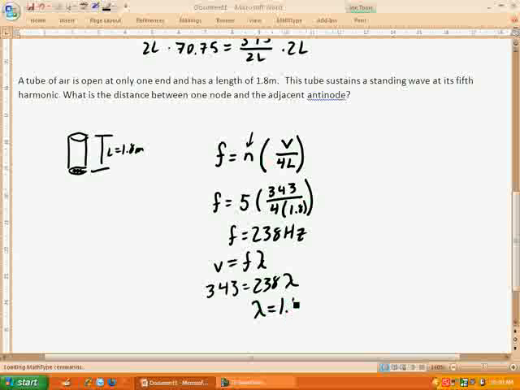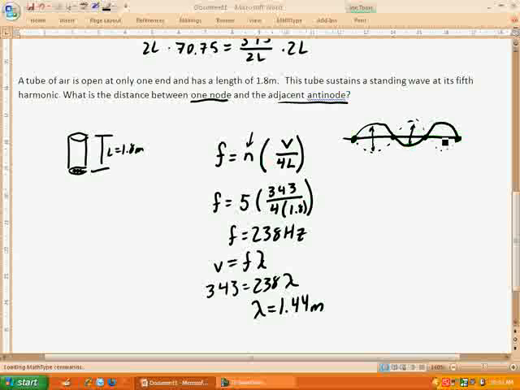All right, now the question is, what's the distance between one node and the adjacent antinode? Well, an antinode is the exact opposite of what a node is. If you'll remember, if we have a standing wave, which is something like this, and then probably repeats itself on the other side, a node is a position where there's no vibration, no movement, right? An antinode then is the place where you have the maximum movement, where these points are moving all the way up and down. So an antinode can either be a crest or a trough. Those are all going to be the situation where it's moving the farthest.